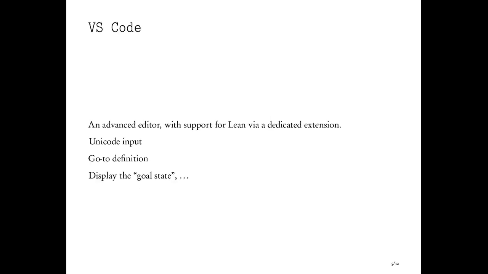VS Code is an editor that takes advantage of the interactive capabilities of Lean. A dedicated extension provides features that allow you to inspect proofs step by step. In particular, you can get live feedback on the status of a proof that you are currently writing. You always know exactly what you have done and what is left. VS Code also conveniently allows you to input familiar Unicode symbols from mathematics, and you can click on names to jump to definitions.